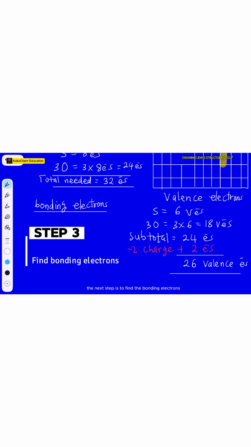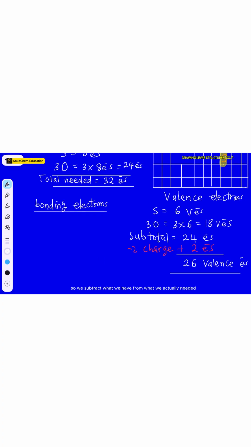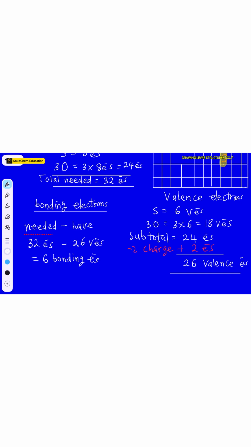The next step is to find the bonding electrons. The electrons we are missing are the ones that must be shared. So we subtract what we have from what we actually needed. We needed 32 total electrons, and we only have 26 valence electrons. This will give you 6 bonding electrons. And since each bond, or each line, uses 2 electrons, we will divide 6 bonding electrons by 2 to get 3 bonds. That tells us that the minimum number of bonds in this structure will be 3 bonds.